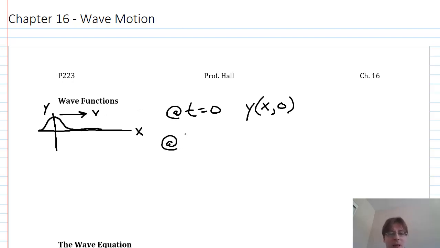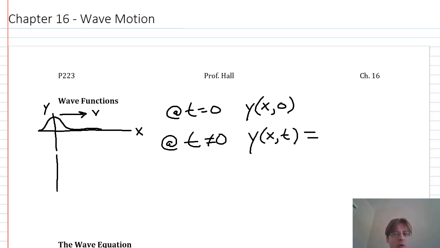So now I want to draw it at some later time, not necessarily equal to 0. And I'd like to know what it looks like now. It's a function of x and it's a function of time, but it turns out I'll be able to write it in a simple form. So let's draw what it looks like to get a clue. So now it's exactly the same shape, I'm assuming. Some waves distort their shape as they travel, and that effect is called dispersion. We're ignoring that right now. No change in the pulse's shape at all, I'm assuming.